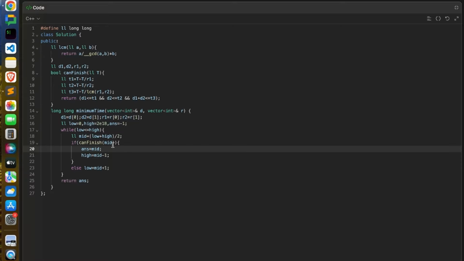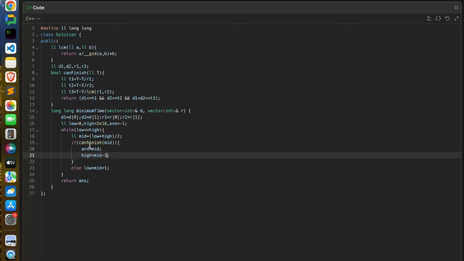Now we know that if both drones can make the delivery by the time mid, they can also make the delivery by the time mid plus 1, mid plus 2, mid plus 3. So there is no need to go to the right half, go to the left half. So your high becomes mid minus 1.